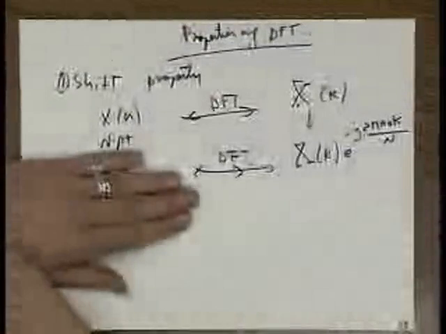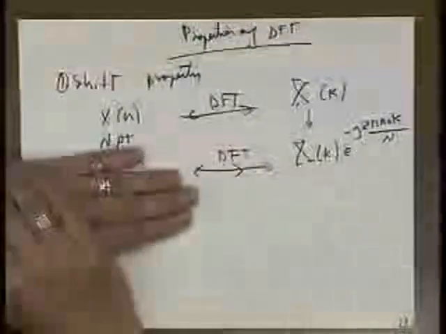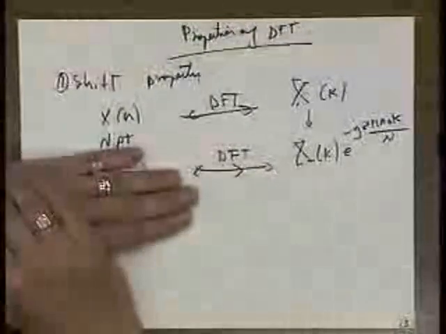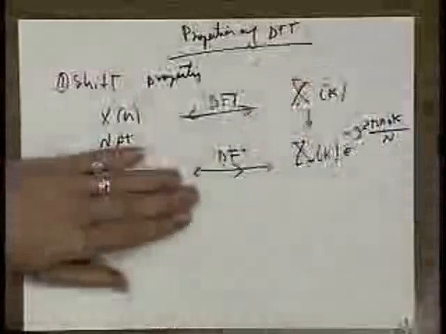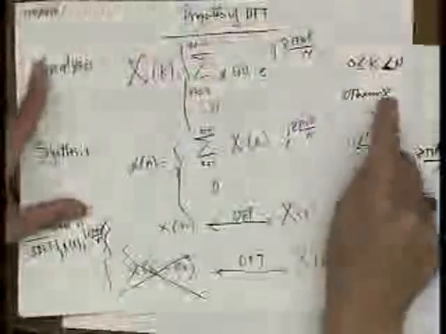Because what's the definition of forward DFT and inverse DFT? The forward DFT needs an n-point sequence that's valid between 0 and n minus 1. You plug it into this, and you get that, and it's 0 for all other values of k. That's the only n-point DFT that's valid.